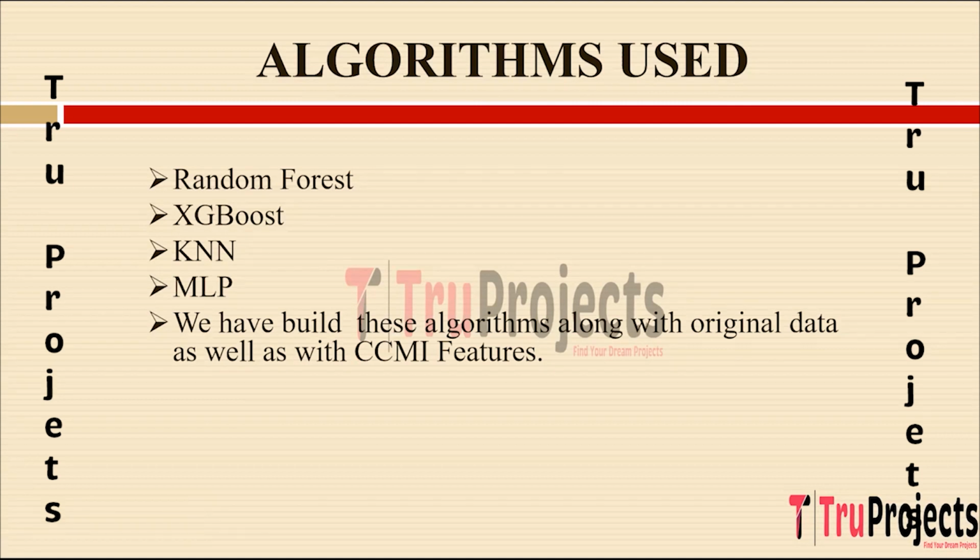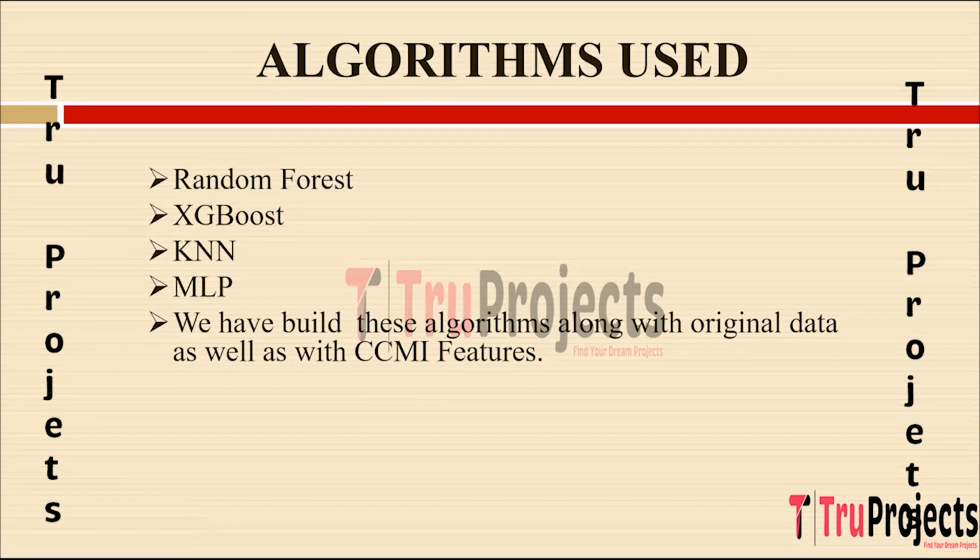Random forest is an ensemble learning method constructing multiple decision trees during training. With CCMI features, it still creates multiple trees independently on selected features, then combines their outputs for improved accuracy. In the context of intrusion detection with CCMI features, random forest utilizes the selected features to identify potential intrusions. By leveraging these chosen features, it makes collective decisions from multiple trees, enhancing the detection accuracy while focusing on the most relevant attributes.